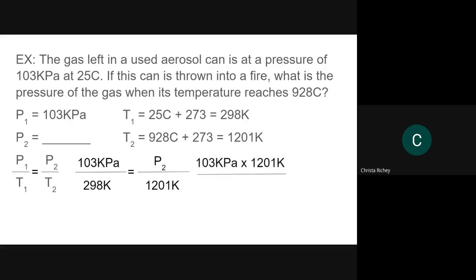So it would be 103 times 1201 divided by 298. And I get 415 kilopascals. Let me check online real quick. This is when you cross multiply and divide, when it's set up like a proportion. That's correct.